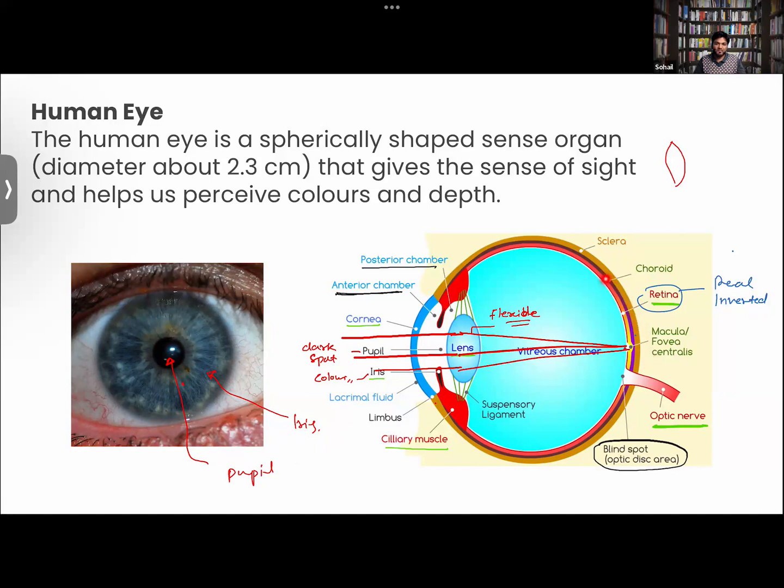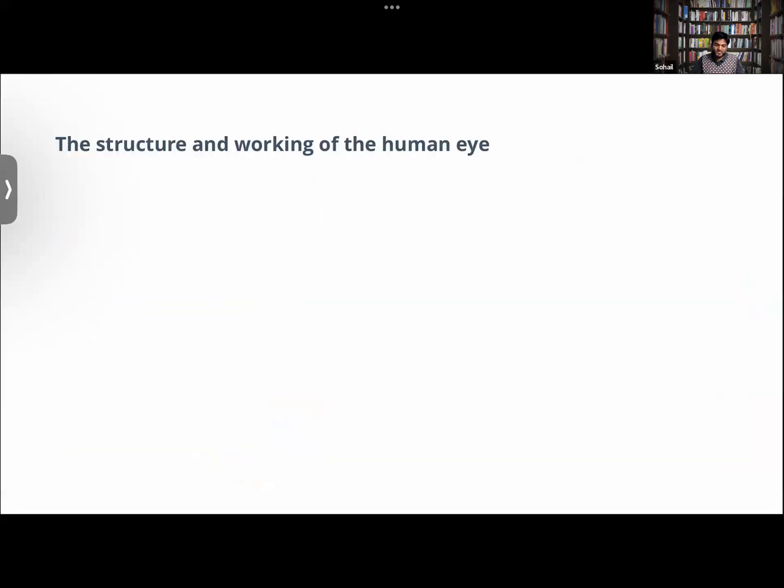The retina has so many sensory cells, sensitive cells, namely which two cells? Cone and rod cells, right? Okay now. They will basically be detecting the light. Do tell me which of the two cells is sensitive to dim light. So rods. It's the rod cells, correct.